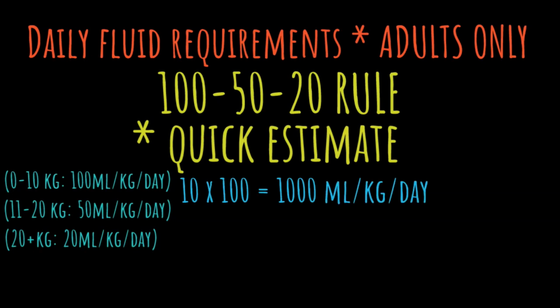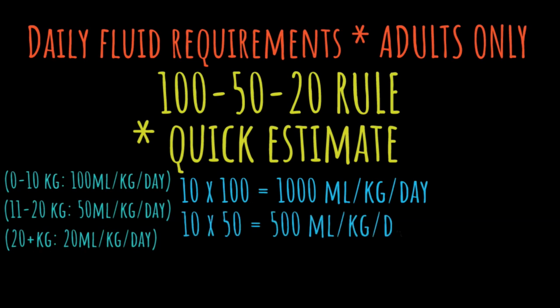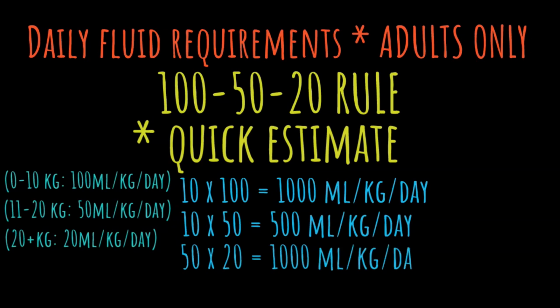10 kilograms times 100 equals 1,000 milliliters a day. 10 kilograms times 50 milliliters equals 500 milliliters a day. And for the remaining 50 kilograms, we multiply this by 20, which equals 1,000 milliliters a day, for a grand total of 2,500 milliliters in a 24-hour period.